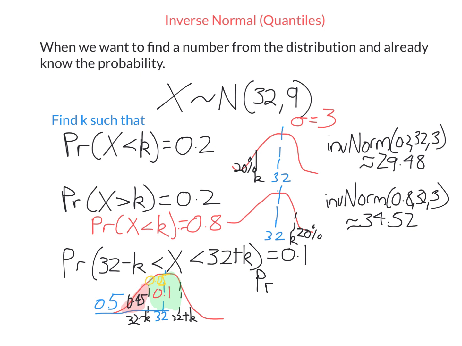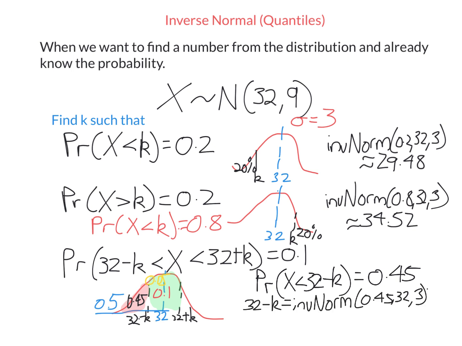So now we can transform this into an equation. Here we have the probability that X is less than 32 minus K is equal to 0.45. So we can use our inverse normal function. So putting that on our calculator, we get about 31.62. Now, that's not the value for K. That's the value here. 45% of scores are less than 31.62. So we've got 32 minus K equals 31.62. So K is about 0.38 and we're done.